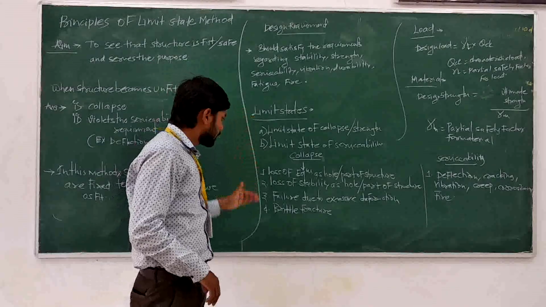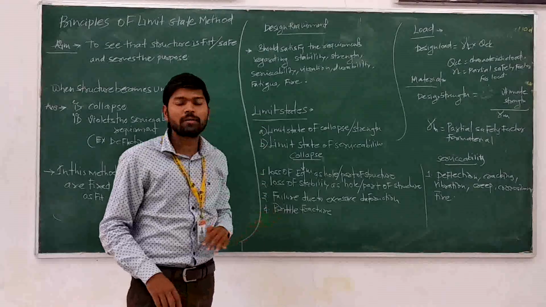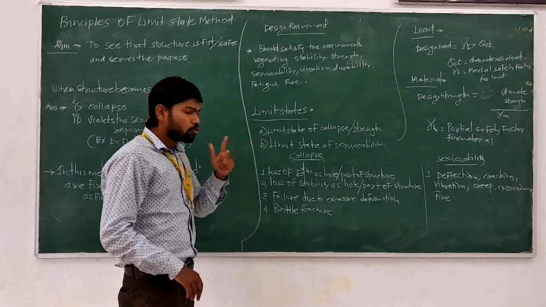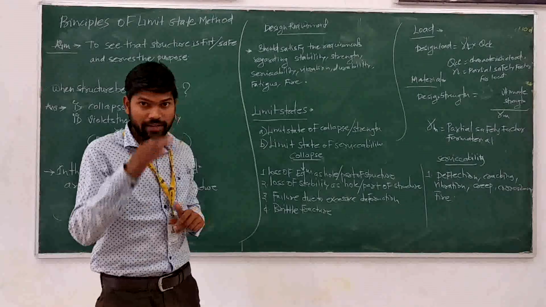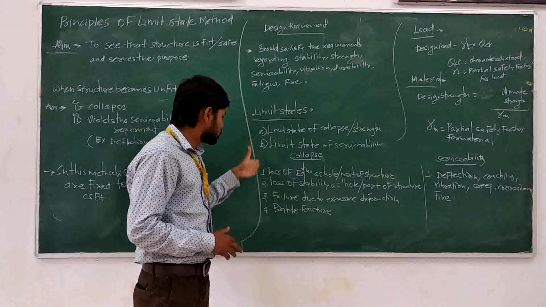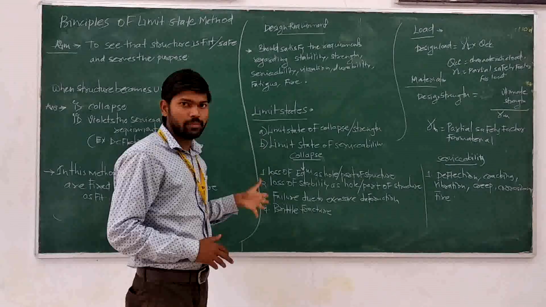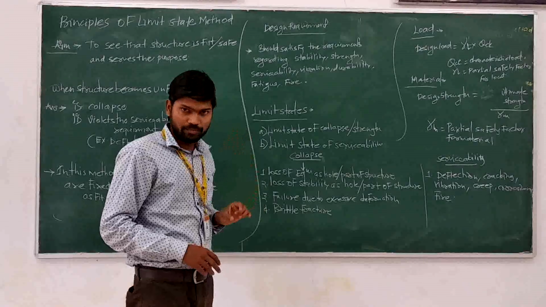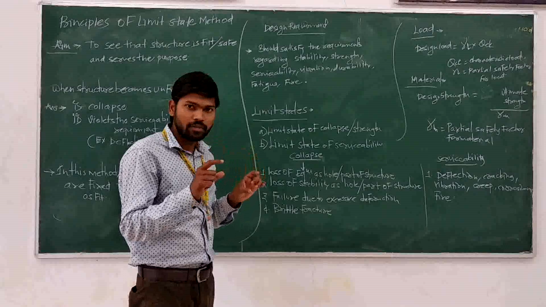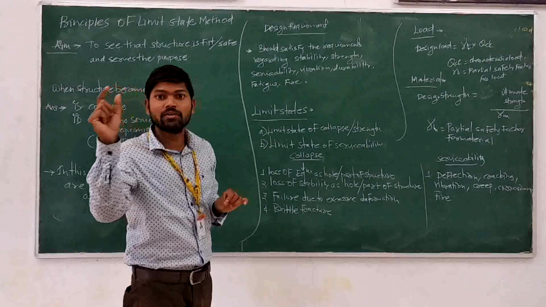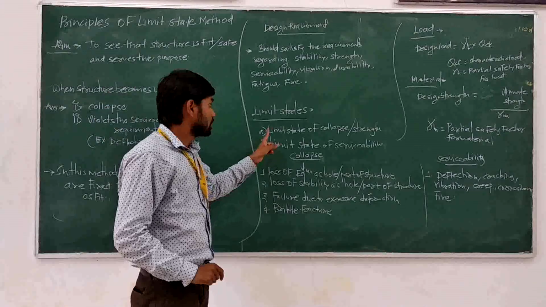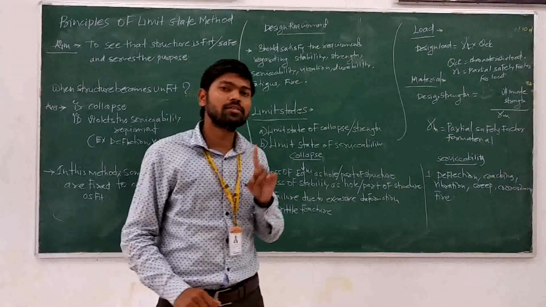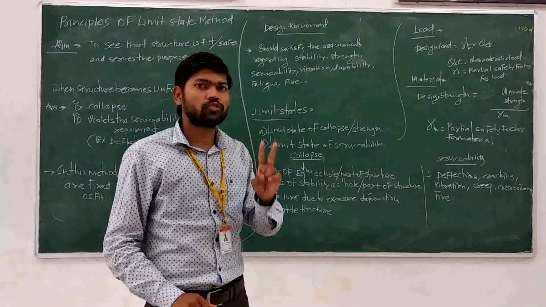Now we will see what the different limit states are. There are two types of limit states. When we design, we design along with these limit states, which I have explained earlier. These limit states are set up to consider the structure as fit. First is the limit state of collapse or strength.